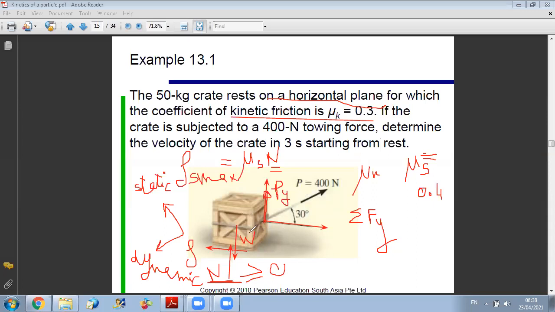So here I should make an assumption. I should say I assume there is contact between the surface and the crate. So I can make sure of this by calculating N. I should get a positive value, or at minimum equal to 0. If it's equal to 0, I am just at the critical case of lifting. So if I increase a little bit my force P, I can lift my crate upward. So here I will start by saying sum of Fy equals 0. I have plus Py, which is 400 sine 30.